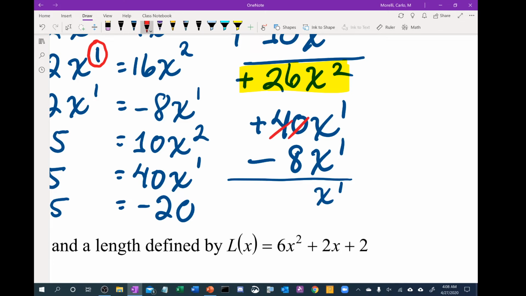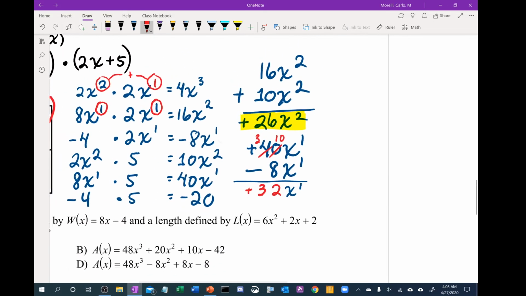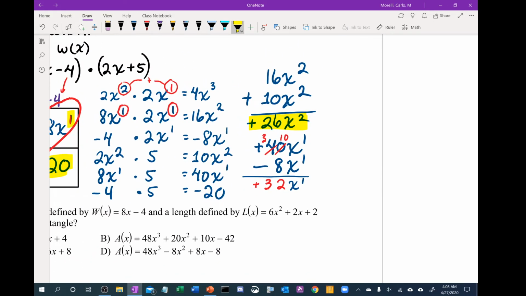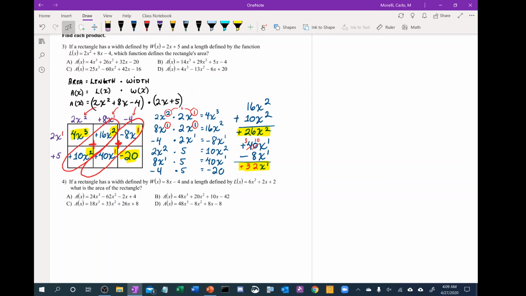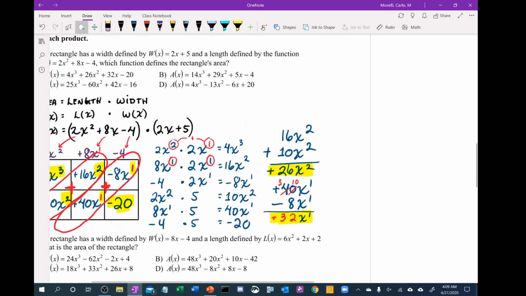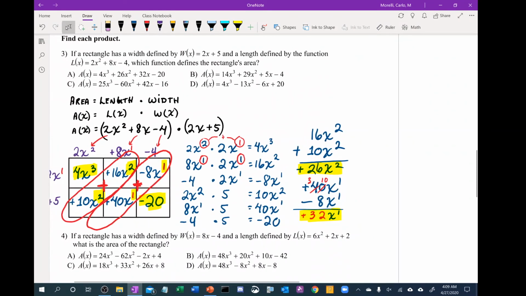We have to borrow from the 4. That becomes a 3, and this becomes a 10. So 8 from 10 gives 2. And then the 3 comes down. So this is 32x to the first, and that's positive 32x to the first. Okay? So we need that piece there. And now, guys, all this is a stitching process. We're just stitching together these terms in a specific way. So I'll go find some space to write our answer, and we'll write it up here.